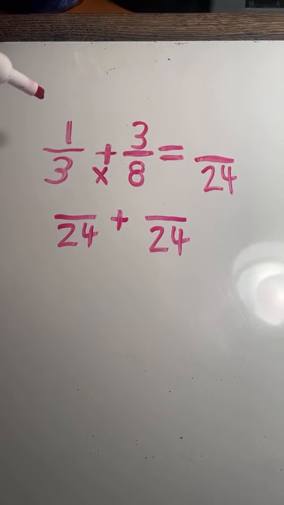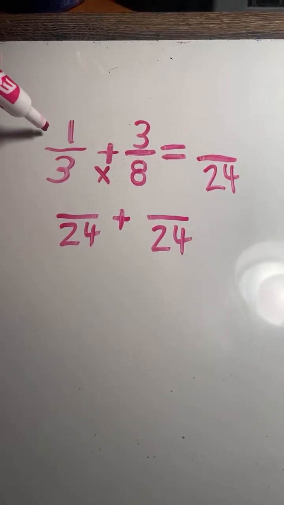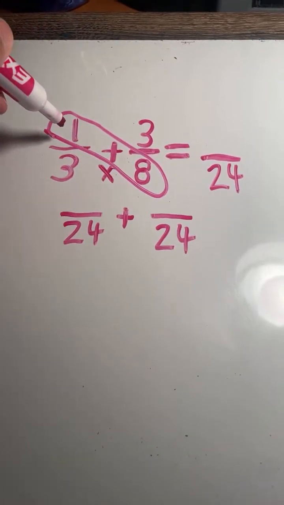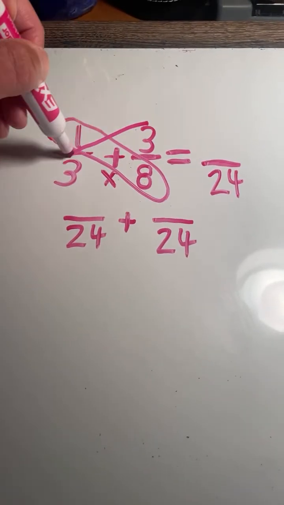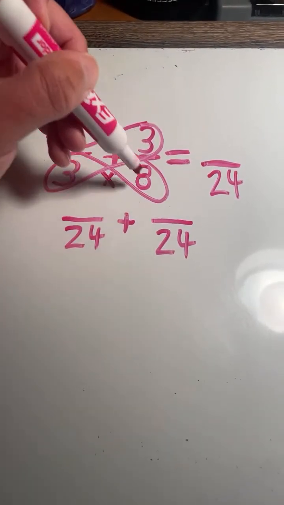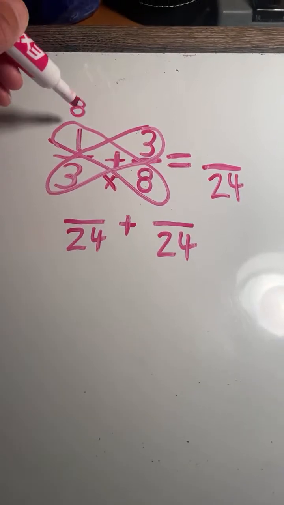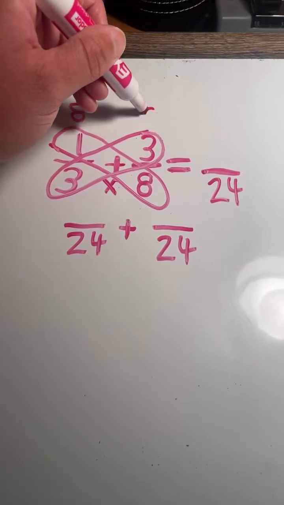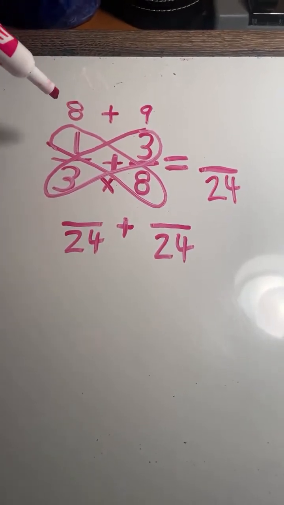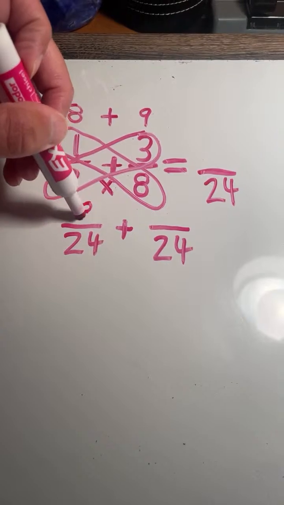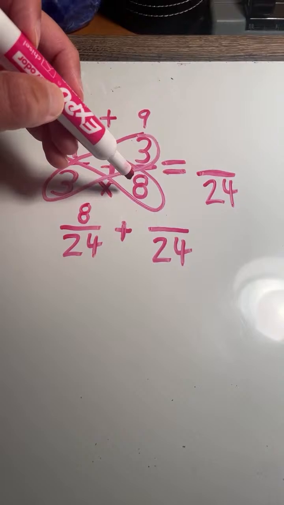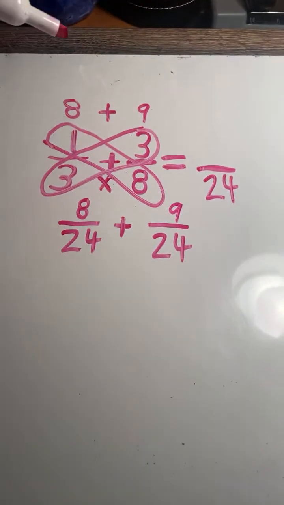Next, we multiply each numerator times the opposite denominator. So the 1 in 1/3, we have to multiply that times 8. The 3 in 3/8, we have to multiply that times 3. 1 times 8 equals 8. 3 times 3 equals 9. So the 1/3 can be converted to 8/24. The 3/8 can be converted to 9/24.